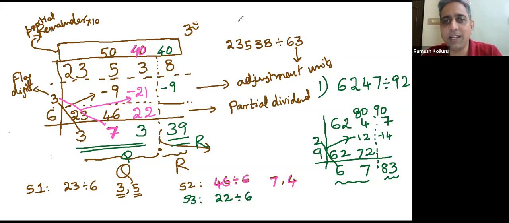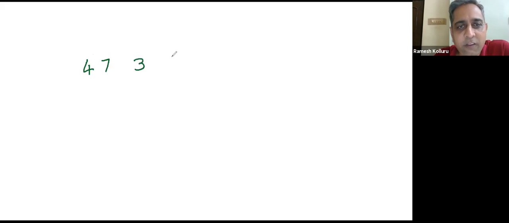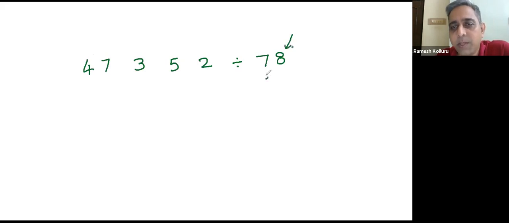I'm clearing all the drawings. Let us move ahead. Now, again, one more problem we are going to take. Anyone can give me the number, or I will take any number randomly. 47352 divided by 78. Right? So whenever 78 is there, by observation, we write it as 82 bar.